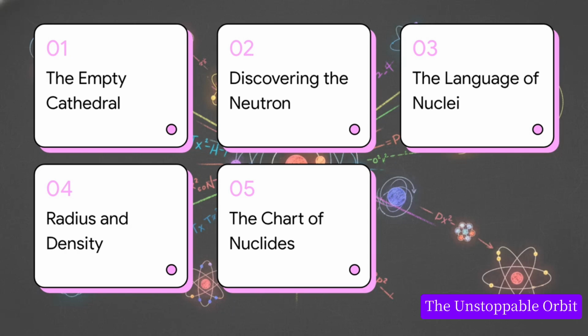Here's our roadmap for today. 1. The empty cathedral. 2. Discovering the neutron. 3. The language of nuclei. 4. Nuclear radius and density. And finally, 5. Mapping it all out on the chart of nuclides. Let's get right into it.